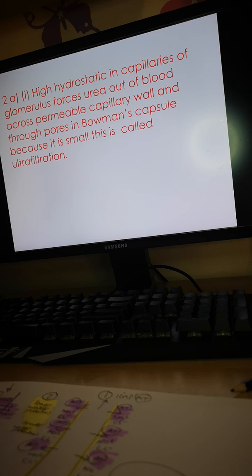Okay, so the answer to part A(i). High hydrostatic pressure in the capillaries of the glomerulus forces urea out of the blood across the permeable capillary wall and through the pores of the Bowman's capsule, because it is small, and this is called ultrafiltration. That was my answer. My mark points would be for the high hydrostatic pressure in the glomerulus forcing urea out of the blood, one mark for the permeable capillary walls and pores in the Bowman's capsule, and an extra mark for it's called ultrafiltration.